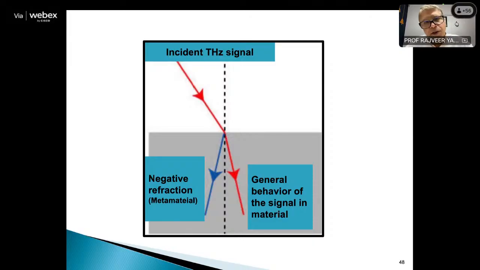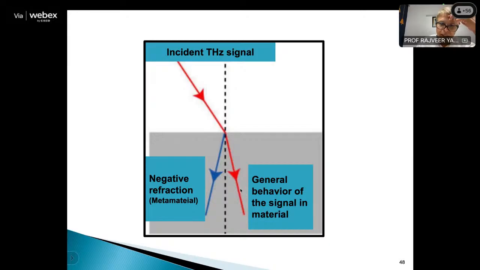This is the theory of metamaterial. Here, you'll see that the red is the incident wave. Depending on the behavior of the material, the general characteristic is this. So this is positive. If you see the relationship of the fourth quadrant, that is where all antenna theory operates. Now here, this is the general behavior of the signal in a material, but we have altered it.